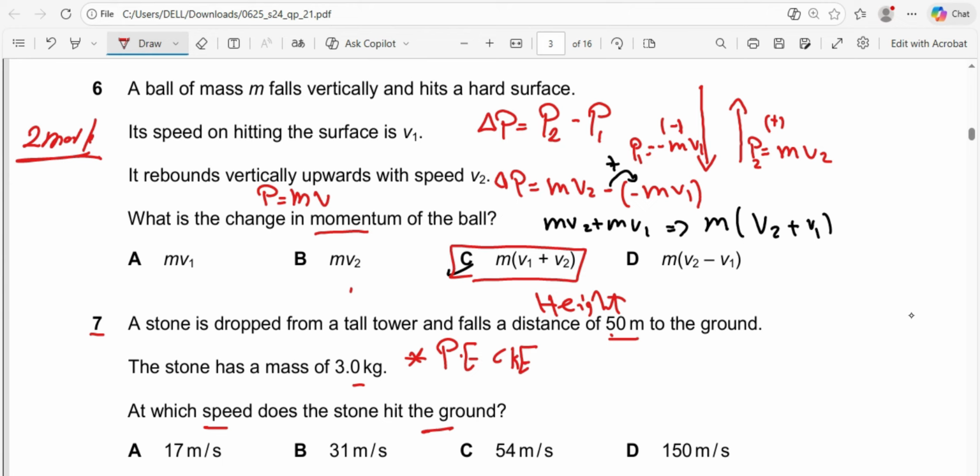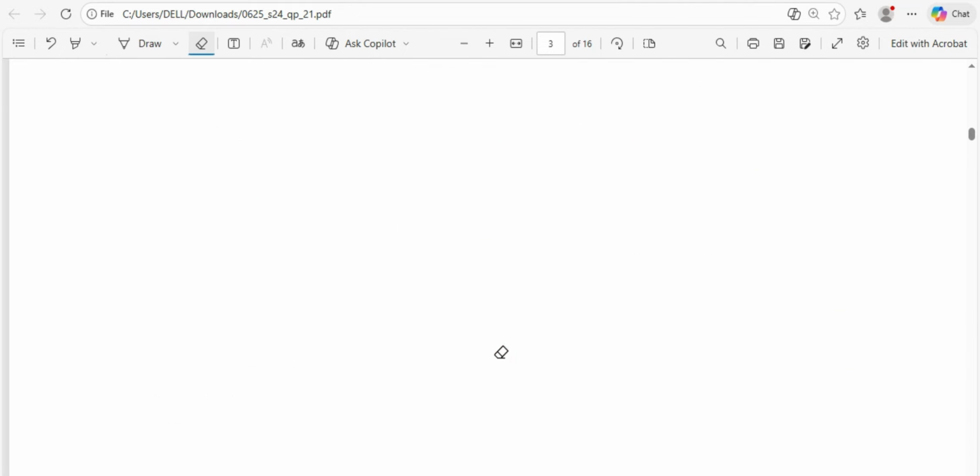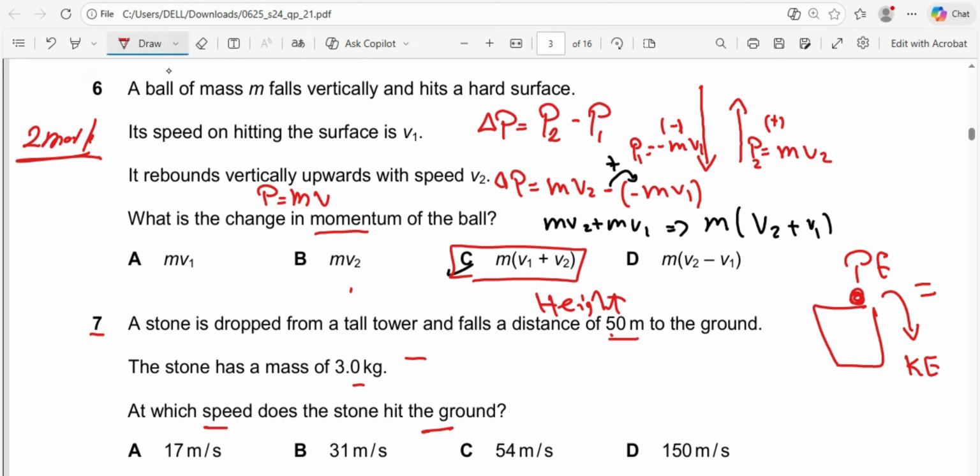If we have a tower and there is a ball above it, the potential energy that it has will be changed to kinetic energy. The potential energy at the top of the tower would be equal to the kinetic energy at the bottom of the tower. The potential energy, mgh, is equal to the kinetic energy, half mv squared.